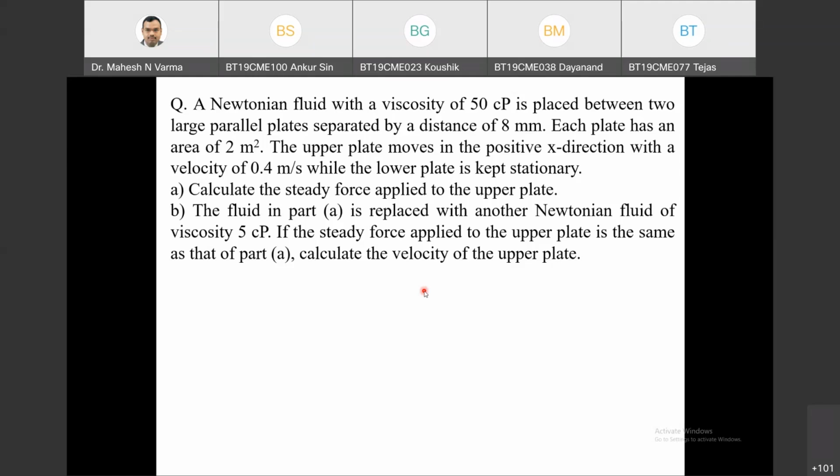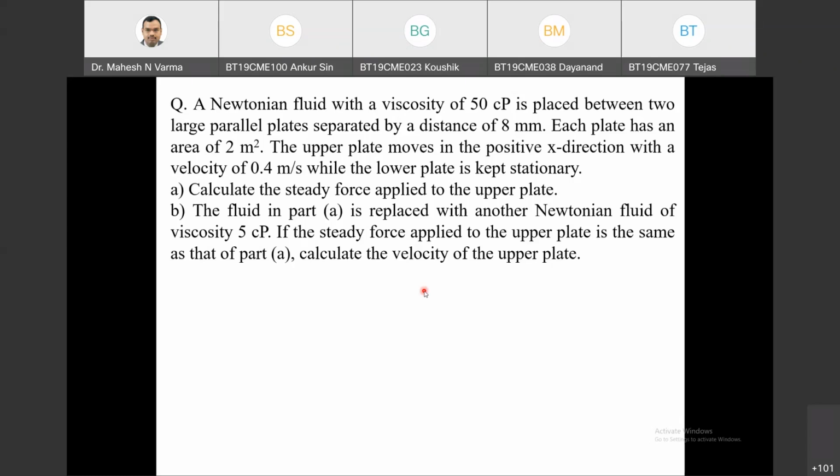The point is, is it a CGS unit or an SI unit? You should tell me now. This is not the point to ask me whether centipoise is a CGS unit or poise. Yeah, tell me. Sir, how are you getting 50?